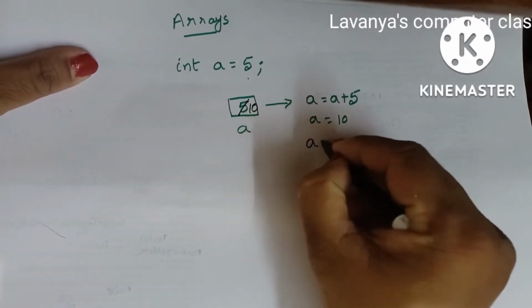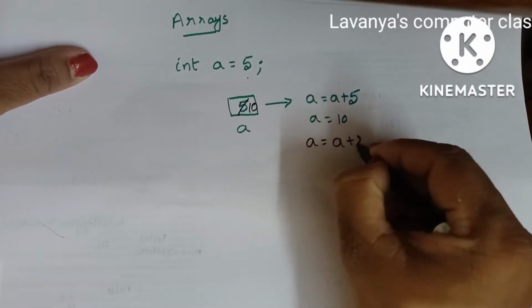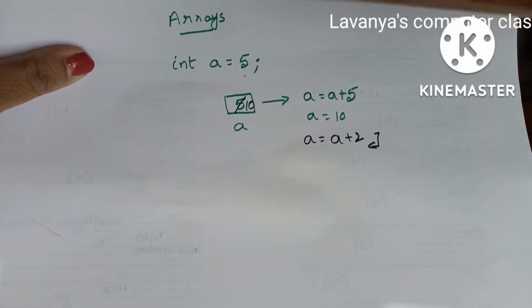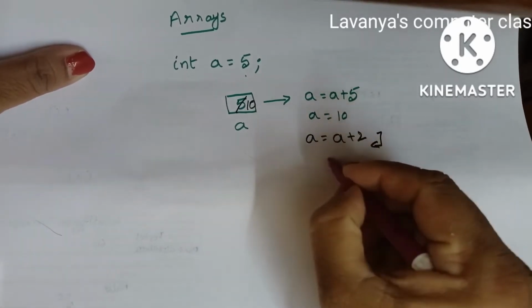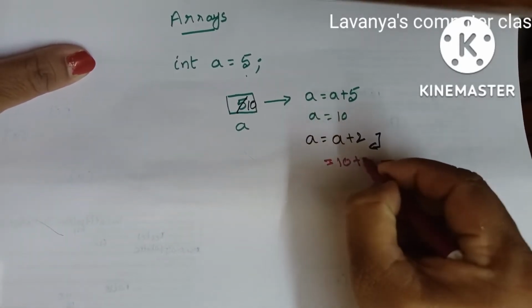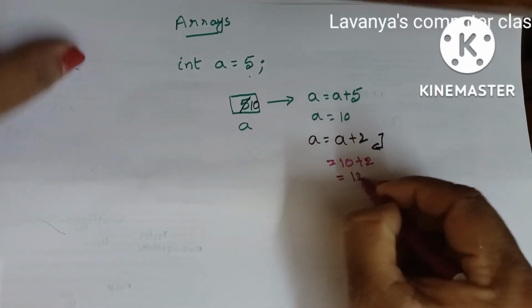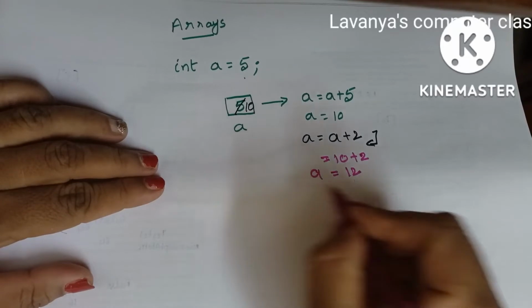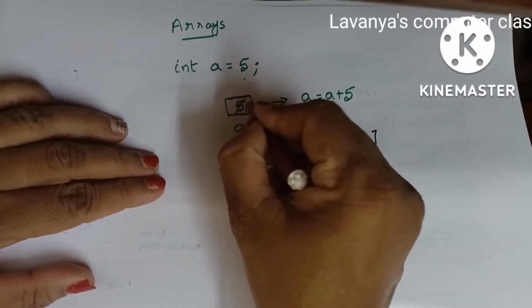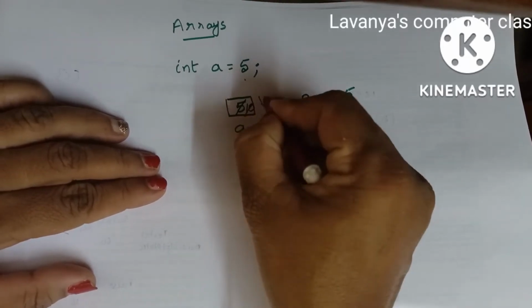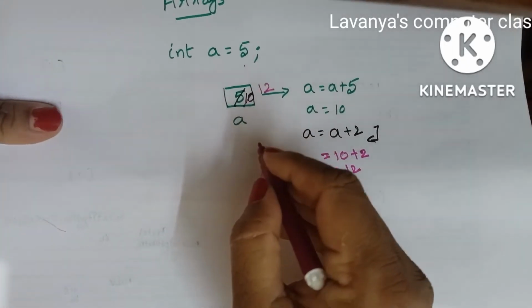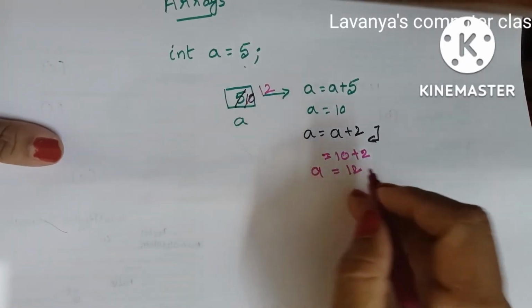After some time, again we are executing a = a + 2. What does a = a + 2 mean? The value of a is already 10, so 10 plus 2, now it is 12. So the present value of a is 12. Where is the value 12 stored? In the same memory location: 10 is erased and 12 is stored here. That means till now one variable contains only one value at a time.